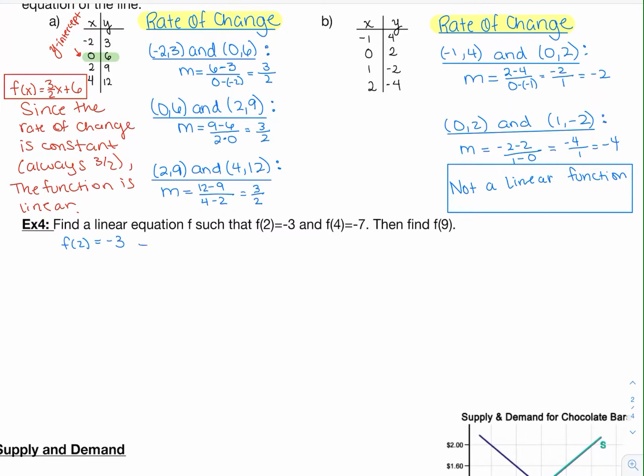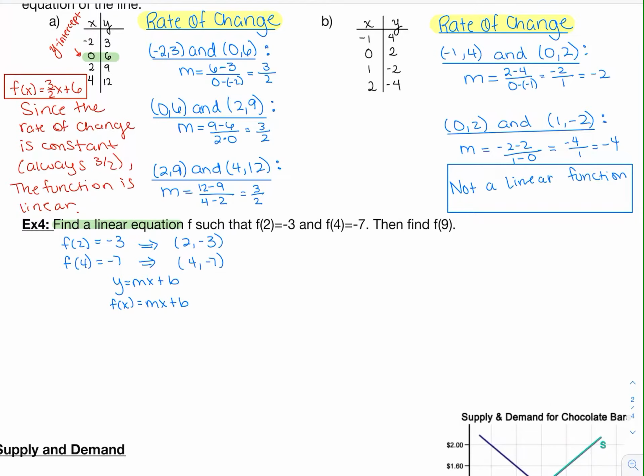f of 2 equals -3 is the same as saying the point (2, -3), and f of 4 equals -7 is the same as having the point (4, -7). And then again it says find a linear equation. Remember I said every time you see that linear equation word, y equals mx plus b should come to mind. But again, we're dealing with functions. We're just going to write f of x instead of y.